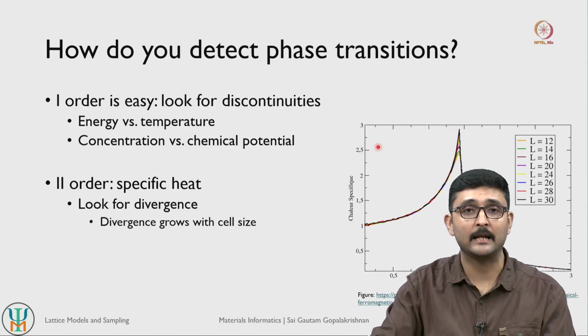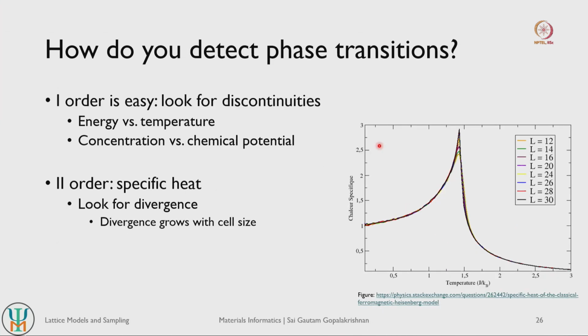Okay, and then comes the important question of how you detect a phase transition. Let us say you built a cluster expansion model and did Monte Carlo sampling. How do you actually detect phase transitions, if that is your interest in building phase diagrams? In phase transitions there are two major types, right: first order and second order phase transitions.